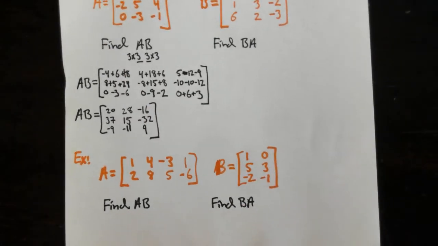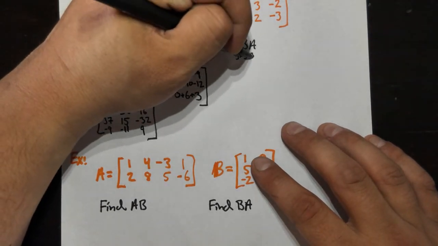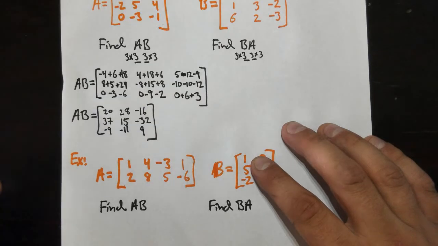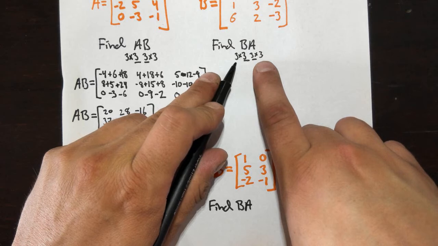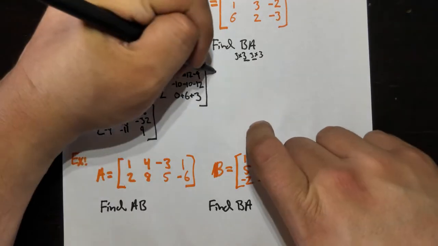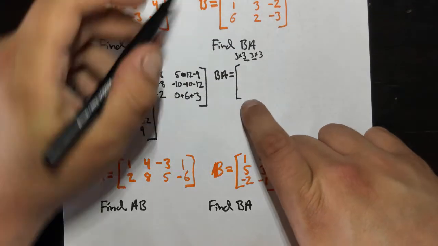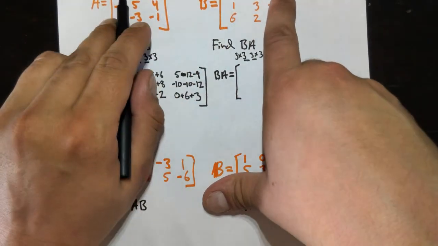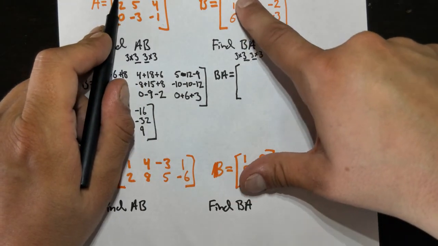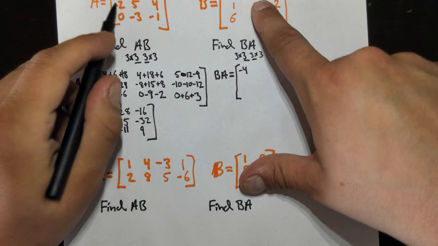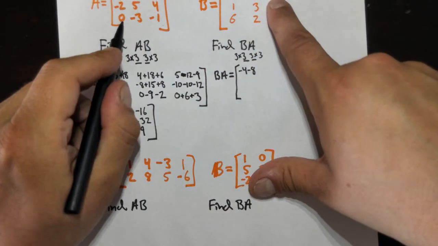Alright, so now let's find BA. So again, it's a 3 by 3 and a 3 by 3, so we know that we can make it happen. And then our resultant's going to be 3 by 3. So BA, okay, now we're going to take the rows of B and multiply it by the columns of A. So negative 4 times 1 is negative 4, 4 times negative 2 is negative 8, and 5 times 0 is 0.